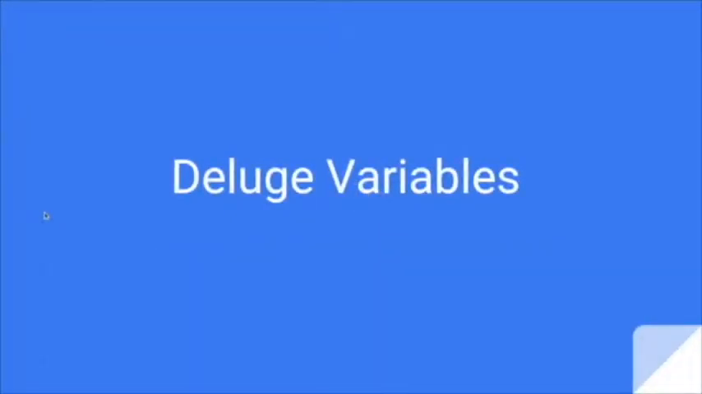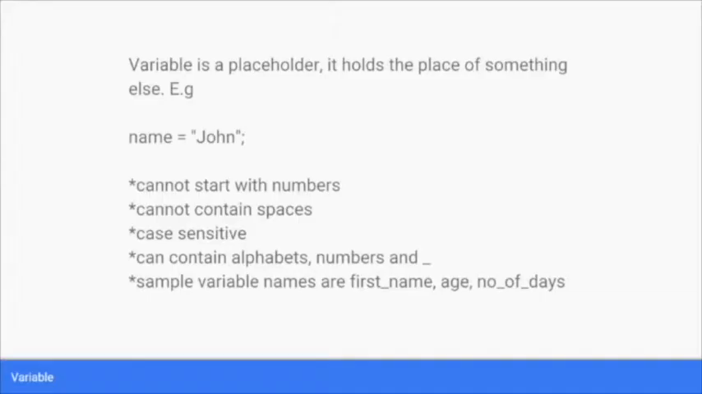Hello everyone. In this video, we are going to discuss Deluge variables. What is a variable? A variable is a placeholder. It holds a place of something else.